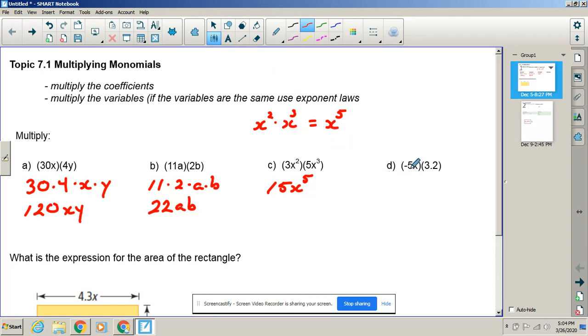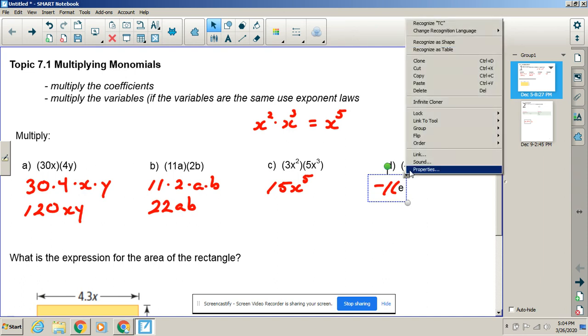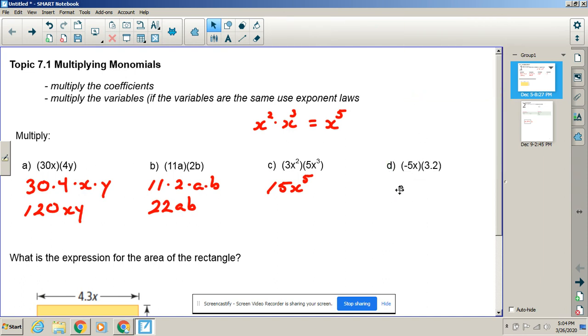Example D, negative 5 times 3.2. Oh boy, that sounds like negative 16. And I have to get rid of that thing, and I don't know why that appeared. Give me one second here. And I'll get rid of it. Perfect, kind of. Let's get rid of the E. There. All right, so negative 5 times 3.2 is negative 16. And there's not another x in the 3.2, so that just stays in. So this product is negative 16x.